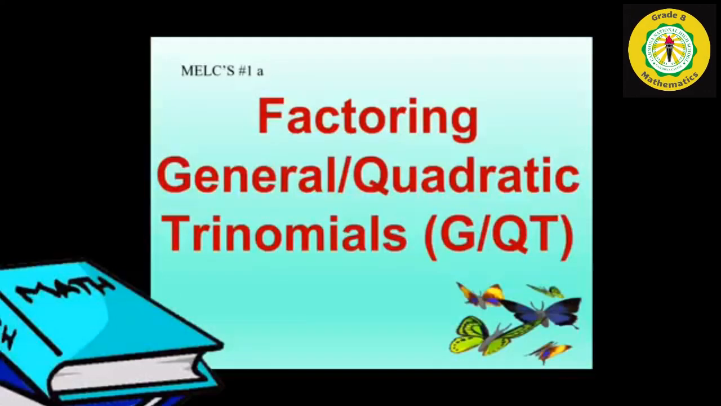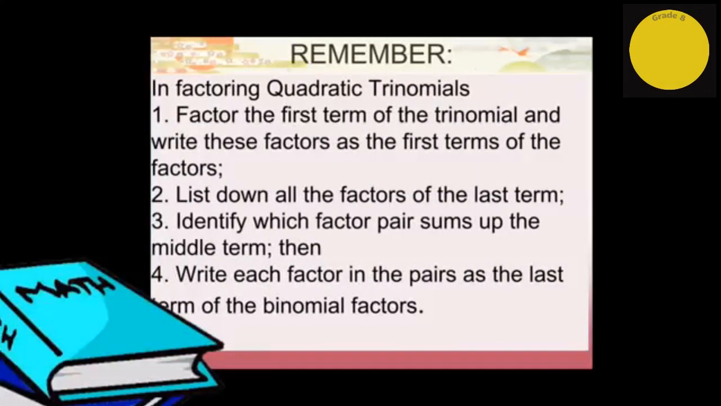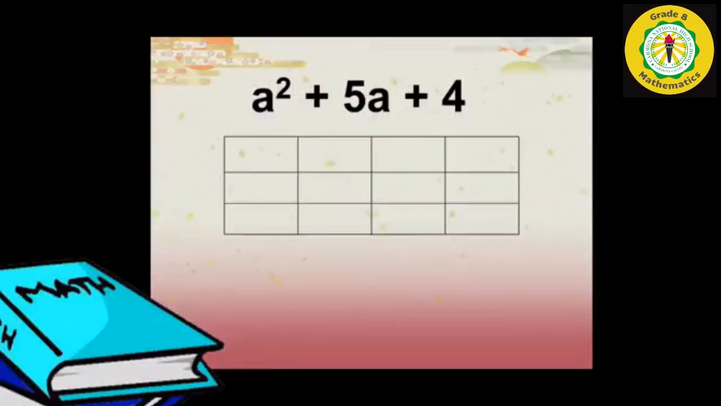Now let's discuss factoring general or quadratic trinomials. In factoring quadratic trinomials, we need to remember the following. First, factor the first term of the trinomial and write these factors as the first terms of the factors. Second, list down all the factors of the last term. Third, identify which factor pair sums up to the middle term. Then, write each factor in the pair as the last term of the binomial factors.